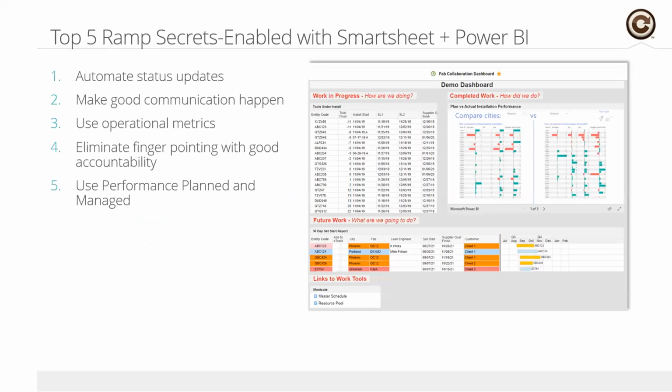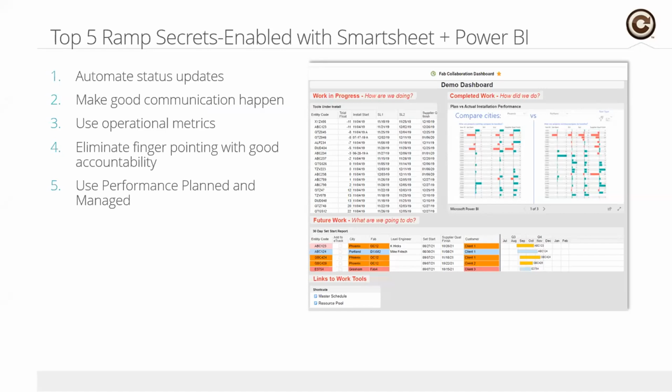So with the processes that we're going to show you, and really what we're enabling now with Smartsheet and Power BI, there's really 5 key secrets, and maybe they're not so much of a secret, but 5 key things that are really important for tool installs and for ramp success.